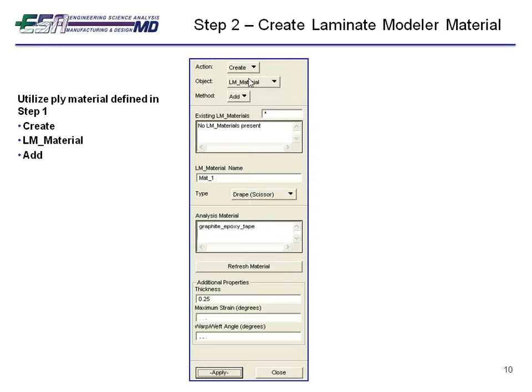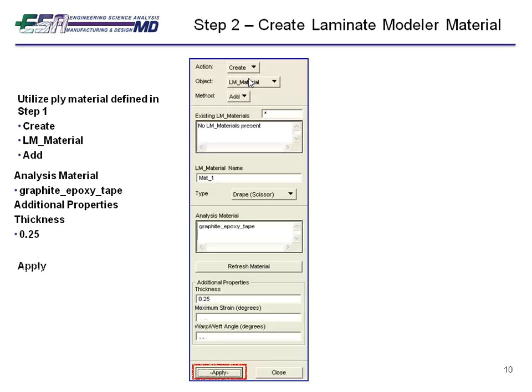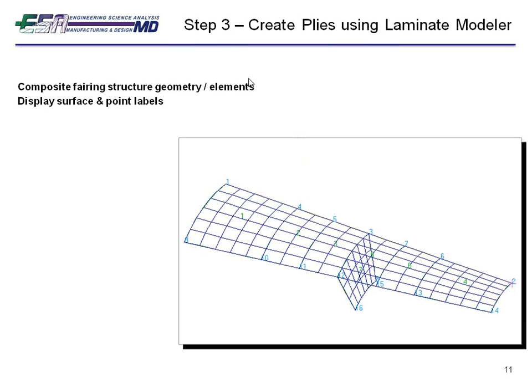So the first step is for action. We choose create. For object, element material, and for method, add. We're going to choose the graphite epoxy tape material that we defined in Patran earlier, and we're just going to call it material 1. And this is where we define the thickness. So additional property, thickness of 1/4 inch is applied. Push apply, and we've created material 1.